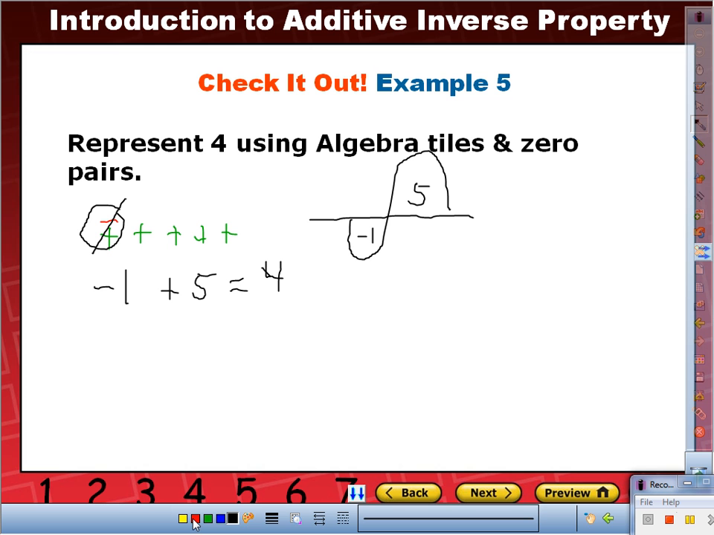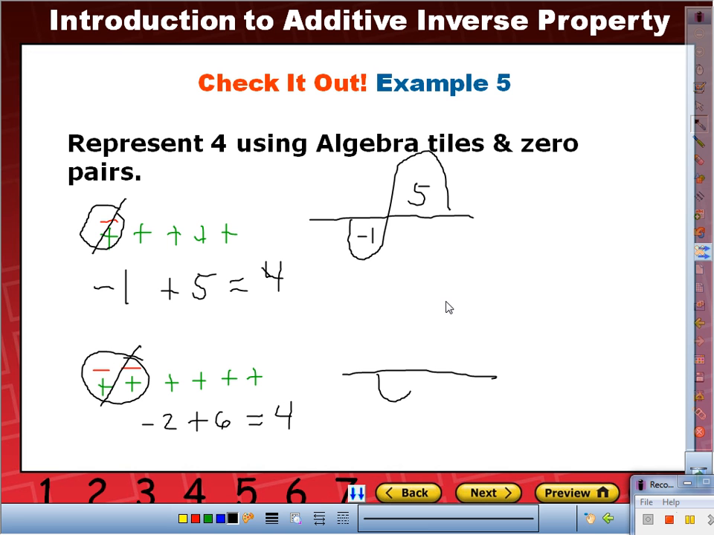Francisco, what did you guys get? 2 negative, 6 positive. 1, 2, 3, 4, 5, 6. We eliminate the zero pair. And this could be written as negative 2 plus 6 equals positive 4. And our ground zero should look something like this. Negative 2 and positive 6. Copy that, and do you guys agree with that one? Yeah, that's also representing positive 4.